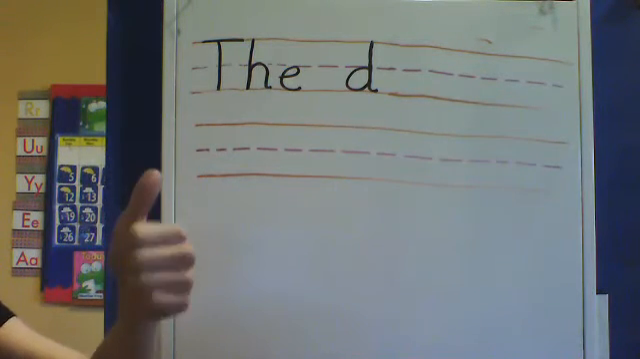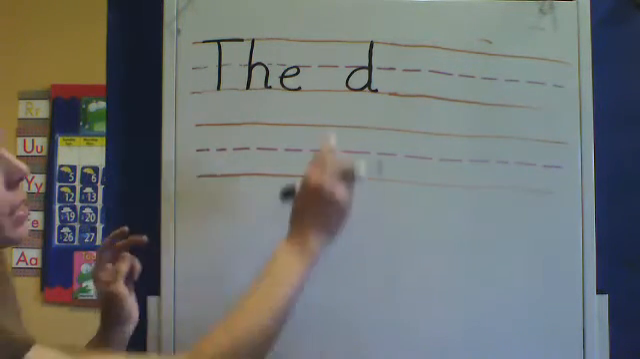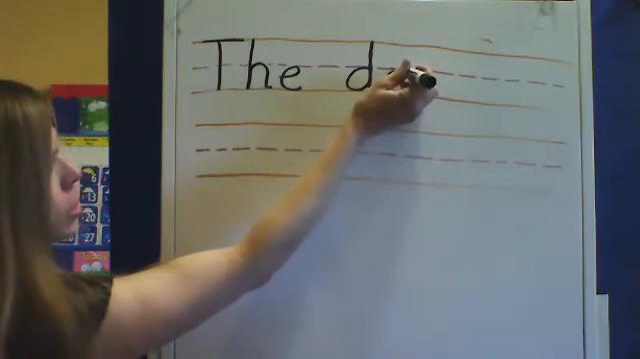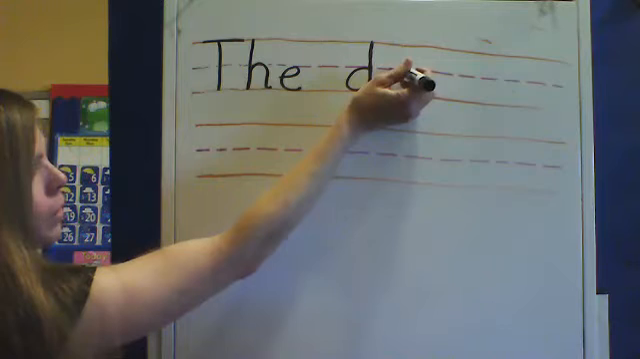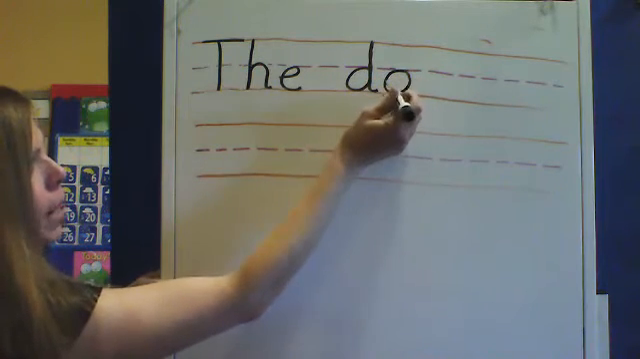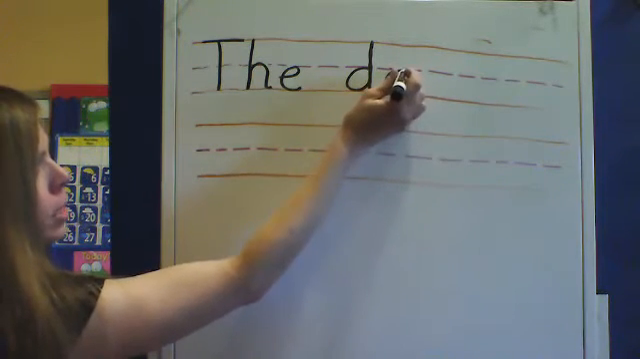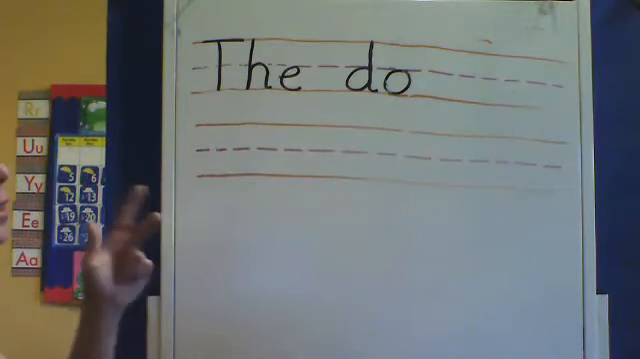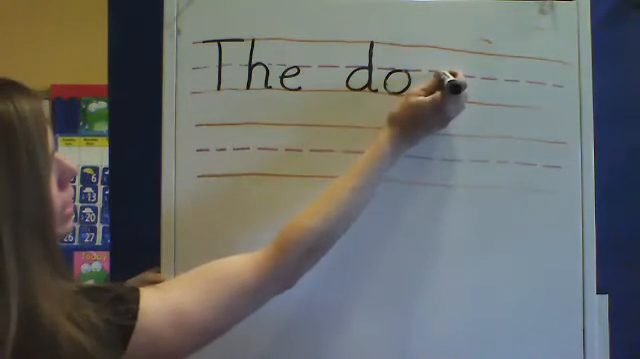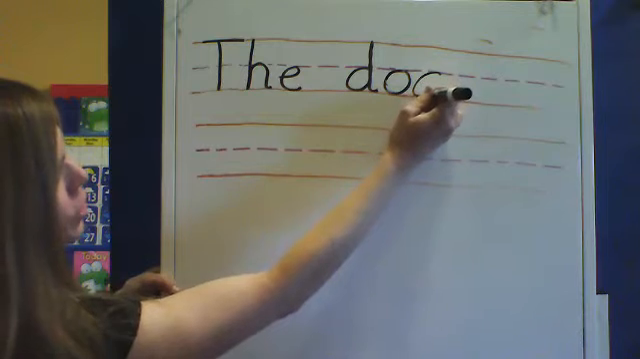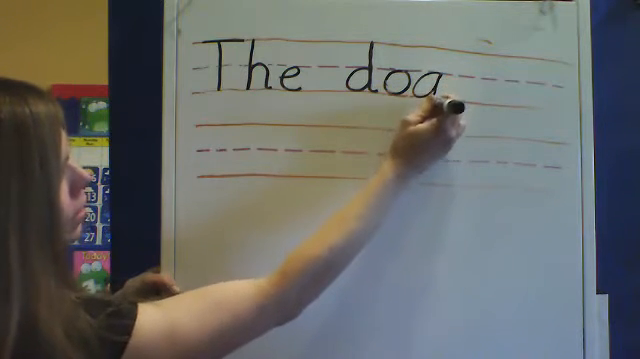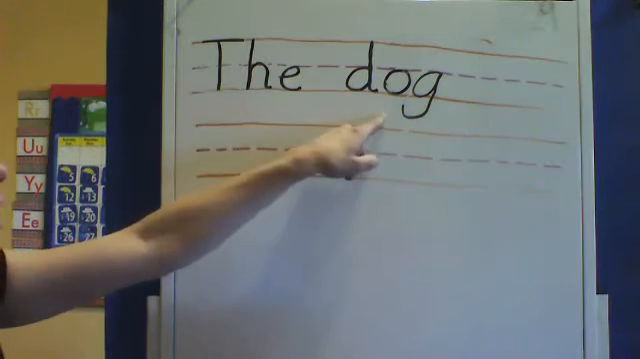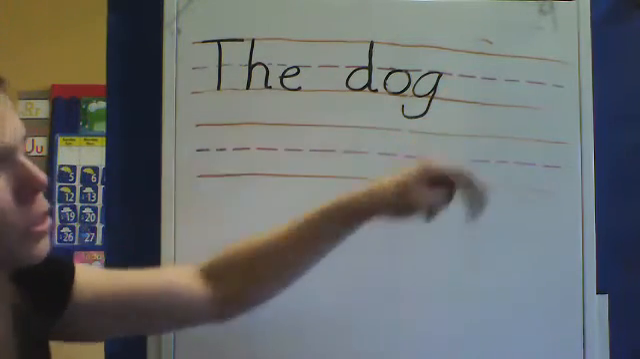All right, it's D, A, G. D, A, O. Your O should start at the top, just on the dotted line, but going around, not at the bottom and going up and around, but starting at the top and going around this way. D, A, G. That is the sound of G. G is a letter that goes underground, a letter with a tail. The dog, we have our space. We're on to the next word.